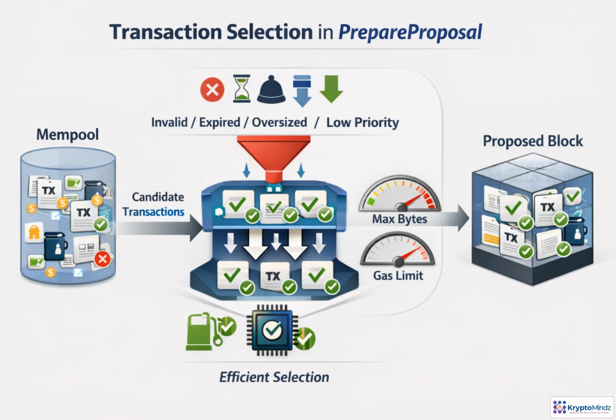In Prepare Proposal, the application receives a candidate set from Comet BFT's mempool, but it does not have to accept that set blindly. Start with cheap decoding and basic checks. Drop transactions that are invalid, expired, oversized, or clearly too low priority. Then rank what remains and pack the block while respecting max bytes, gas limits, and any application-specific rules. The goal is a valid, high-value proposal without doing full execution unless it is truly needed.